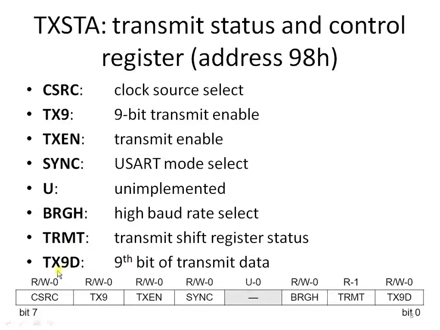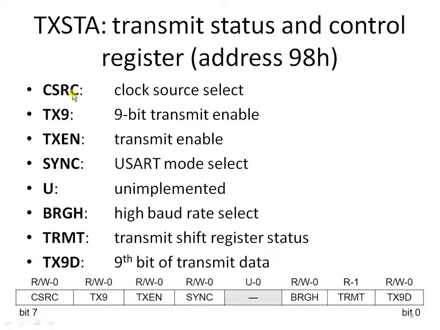And then we have TX9D. Now this is the 9th bit of transmit data. So if you want to transmit 9-bit data, you will enable that with the help of TX9, but that ninth bit should be placed inside this particular bit. Either it might be 1 or it might be 0. So enabling of 9-bit transmission is done with the help of TX9, and placing that ninth bit is done with the help of TX9D.